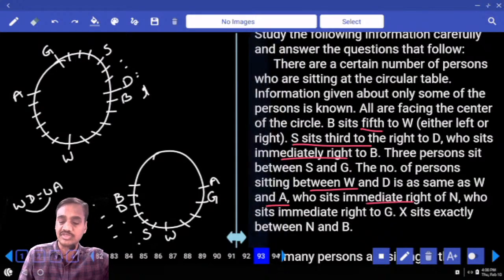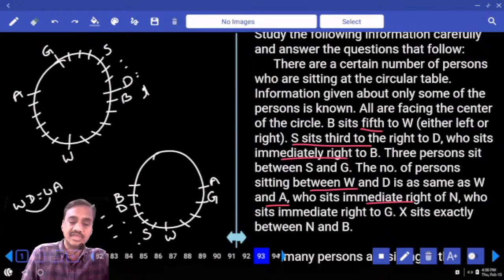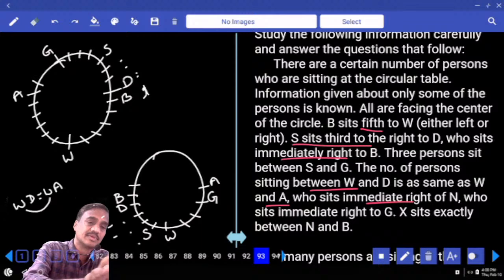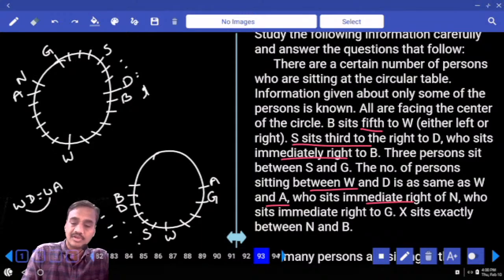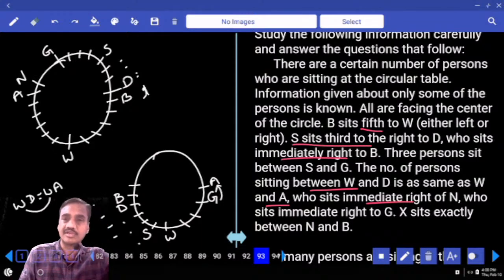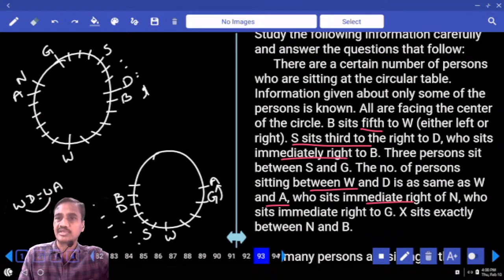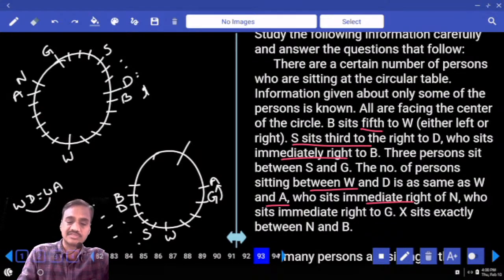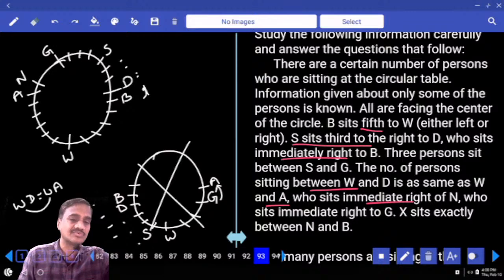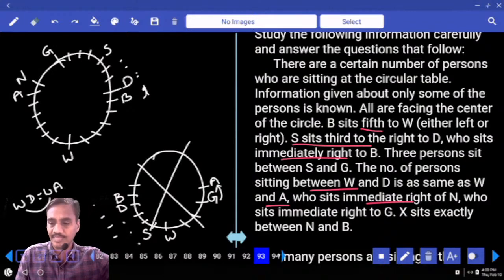A who sits to the immediate right of N. Now A is to the immediate right of N. Now in this case here, A is to the immediate right of G. A is to the immediate right of N is not possible. And the second case got invalid. Now we have left with the first case. Then, A sits to the immediate right of N.